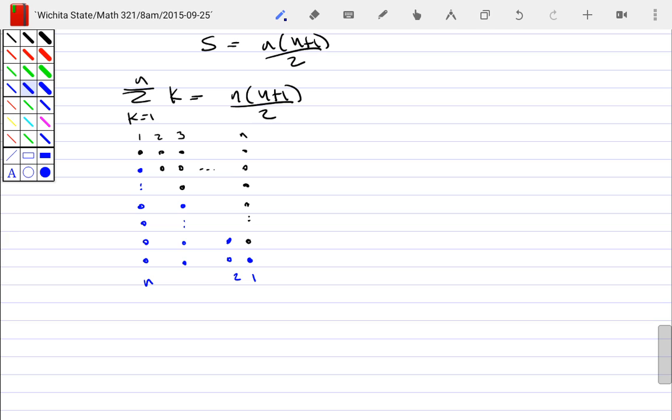What do I notice? Every one of those is just how many dots vertically. There are n plus 1 dots. And that's a rectangle. So what's the area? The area is equal to n times n plus 1. That's the entire area of this problem.